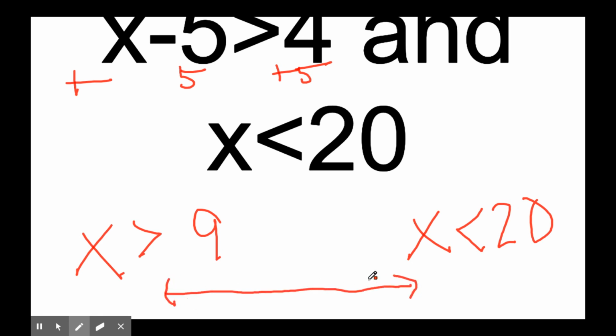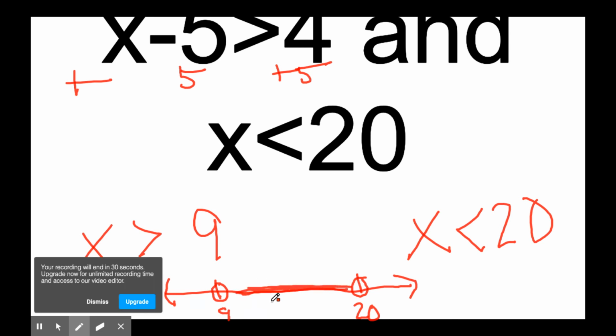And so when it's and, you're looking at a certain segment on the line. So I'm going to put my 9 from here and my 20. Now I'm going to circle my 9 when it says x is greater than 9, but 9 is not included, so I'm not going to shade it in. And then it says x is less than 20. I'm going to circle my 20, but 20 is not included, anything less than that. So it has to be greater than 9, but less than 20. So that would be everything in between here. Like we could have 10, 11, 12, all the way up to 19.